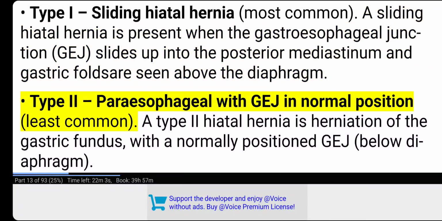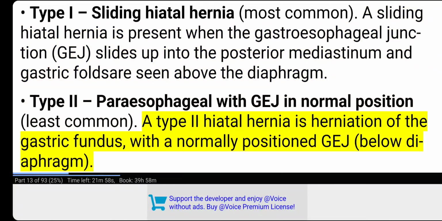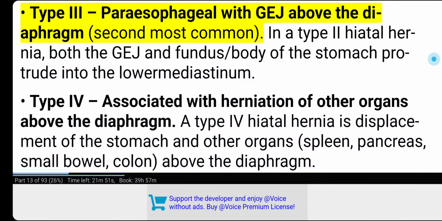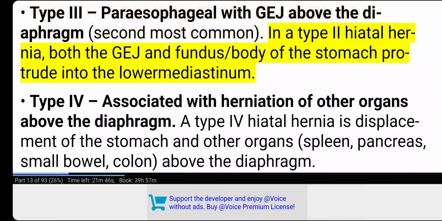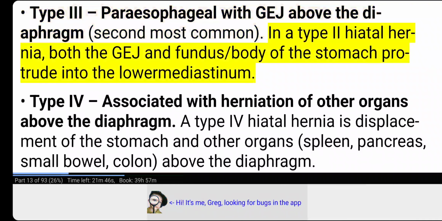Type 2. Paraesophageal with GEJ in normal position, least common. A type 2 hiatal hernia is herniation of the gastric fundus, with a normally positioned GEJ below the diaphragm. Type 3. Paraesophageal with GEJ above the diaphragm, second most common. In a type 3 hiatal hernia, both the GEJ and fundus and body of the stomach protrude into the lower mediastinum.